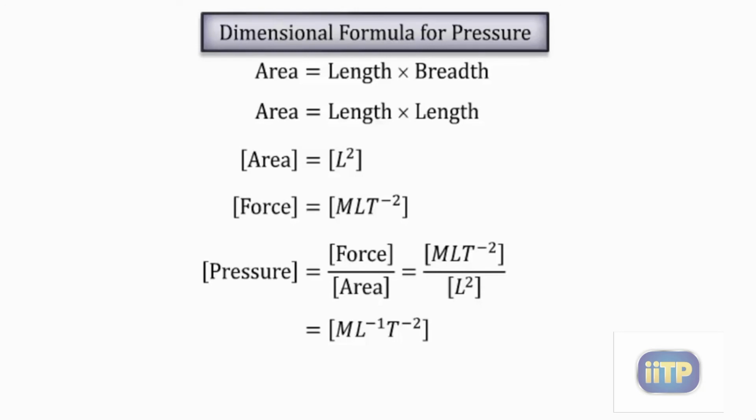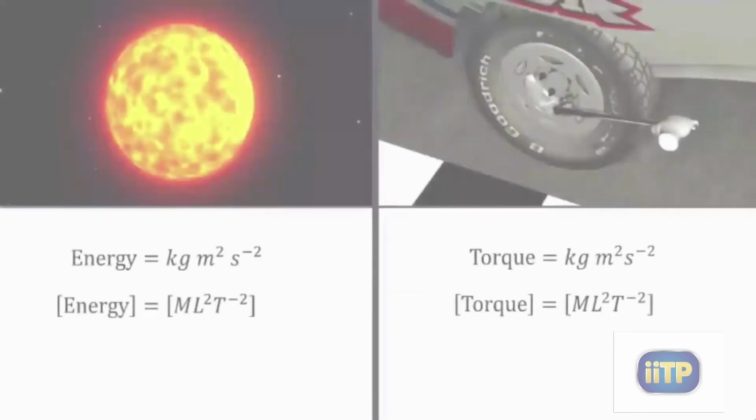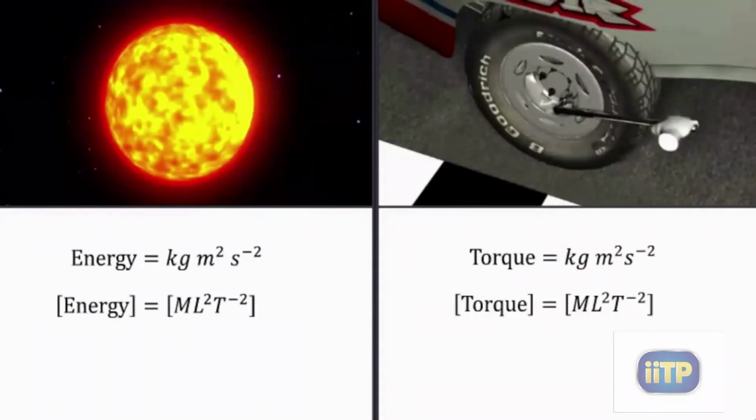The dimensional method cannot differentiate between physical quantities which have the same dimensions. For example, the quantities energy and torque have the same dimensions, but they are completely different in every sense.